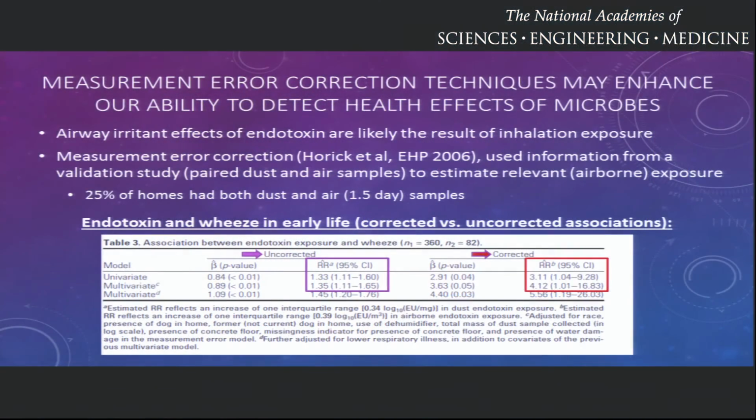So in about 80 some odd homes, we had both dust and air samples. We used this measurement error correction model to estimate a surrogate of airborne exposure for everyone in the cohort, about 400 some odd kids. And you can see, here's the uncorrected estimate, really the one I just mentioned to you, the 1.33 increased relative risk with endotoxin for any wheeze in early life. Here's that effect estimate adjusted for other covariates. And here's the corrected model, okay, approximating airborne endotoxin exposure instead of looking at it in just the dust.